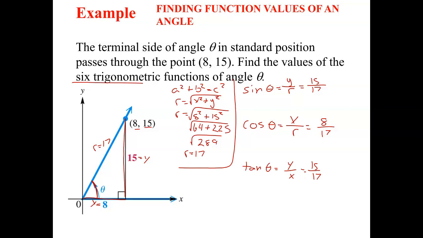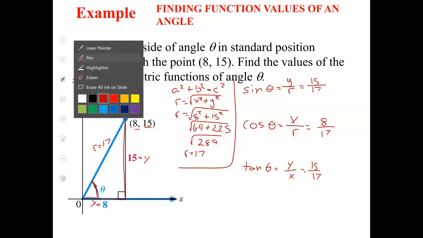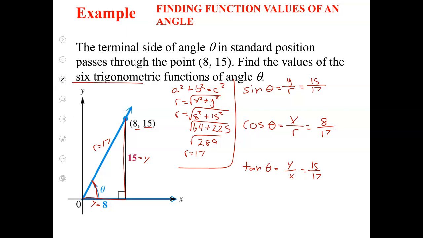Now I need to find the other 3. I need to find their reciprocal functions. Sine's reciprocal is cosecant. The reciprocal of y over r is r over y. So what's the reciprocal of 15 over 17? 17 over 15. So I know sine, flip the fraction, boom, there's cosecant.